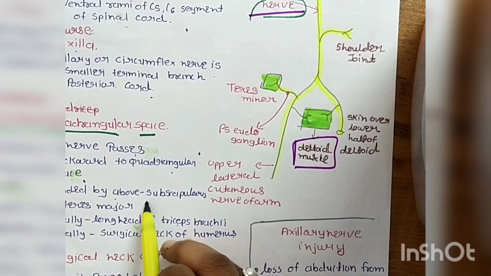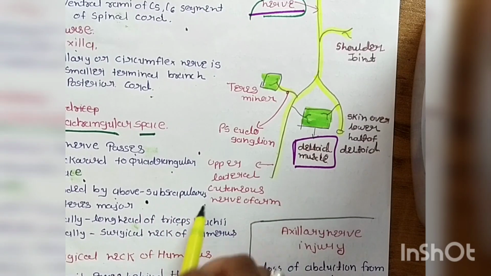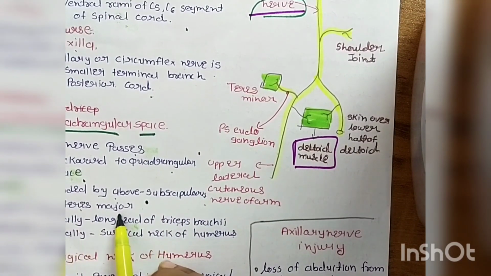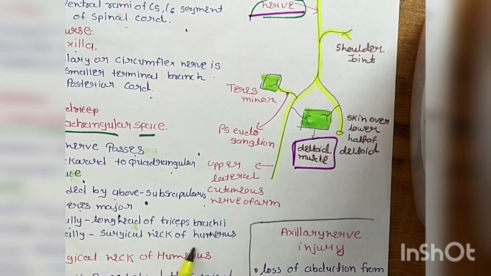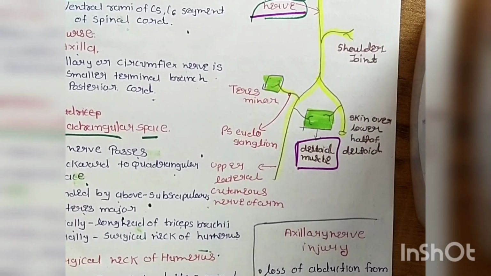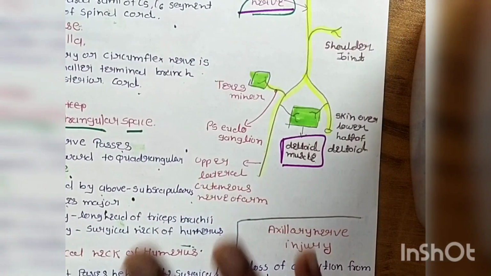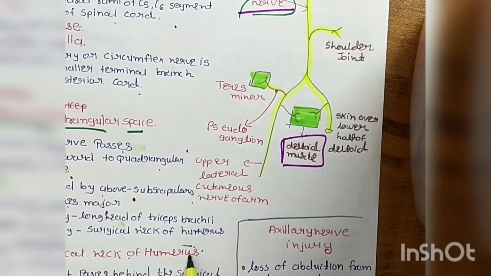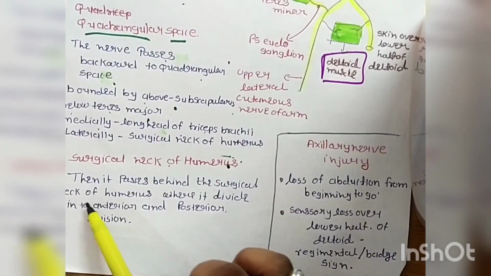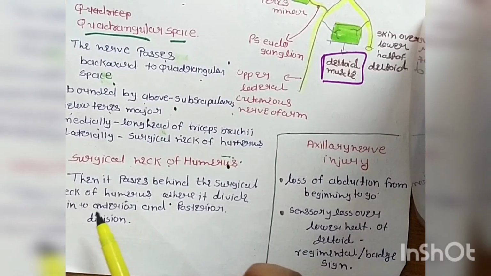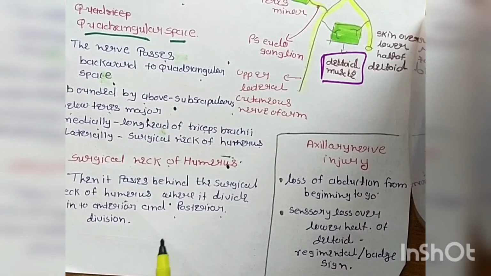Bounded by the subscapularis muscle, below by teres major, medially by the long head of triceps brachii, and laterally by the surgical neck of the humerus. Right? Then it passes behind the surgical neck of the humerus, where it divides into anterior and posterior divisions.